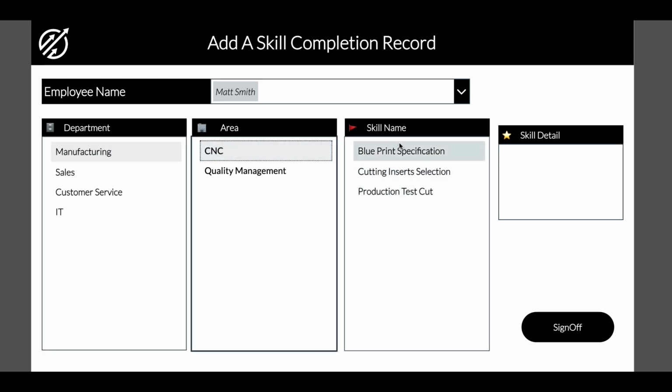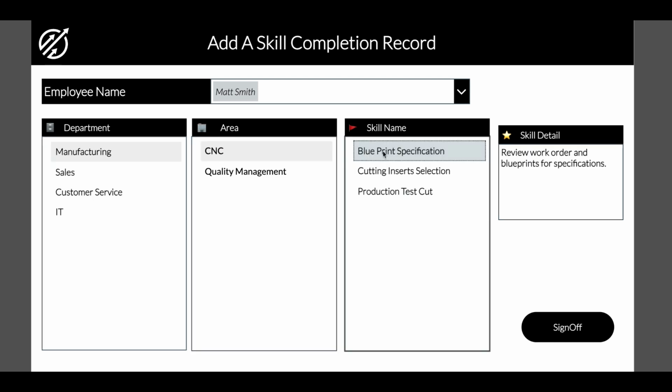Once you have selected your employee, you can then select the department and the area, and it will bring up a list of skills for that area within that department. Once you've selected the one that you want the individual to sign off against, you'll see that it actually shows the skill detail.